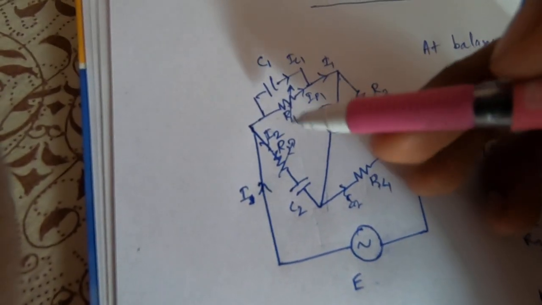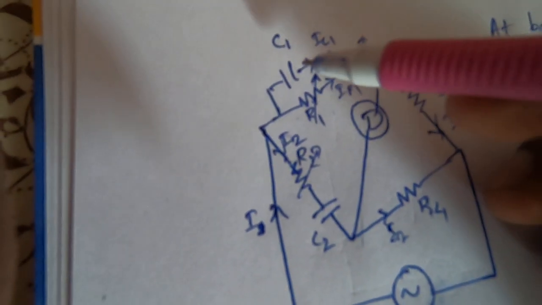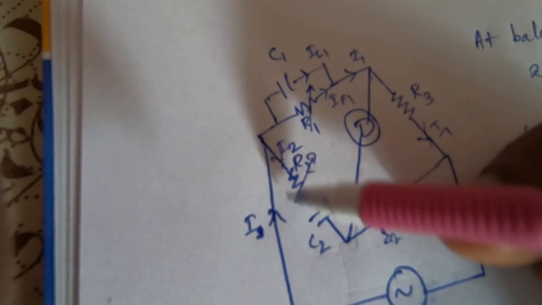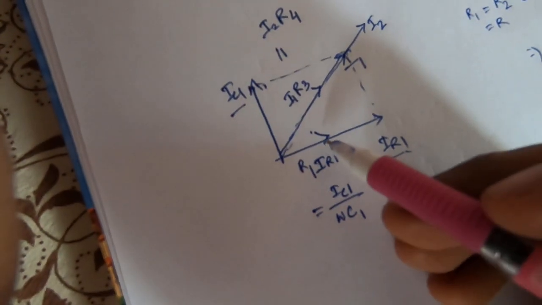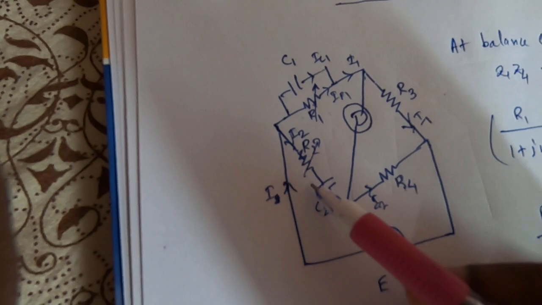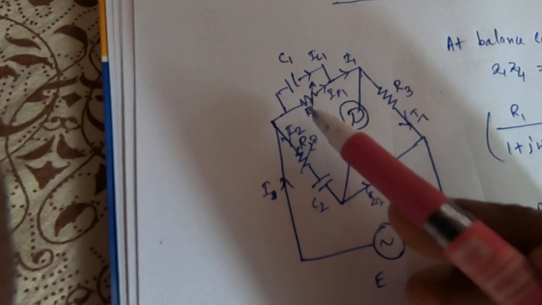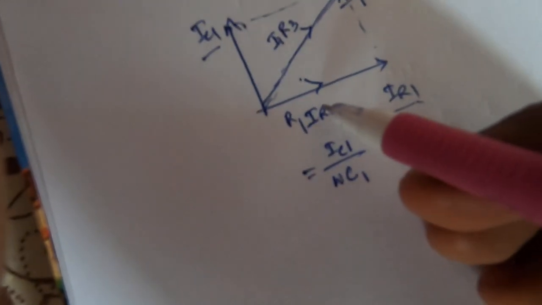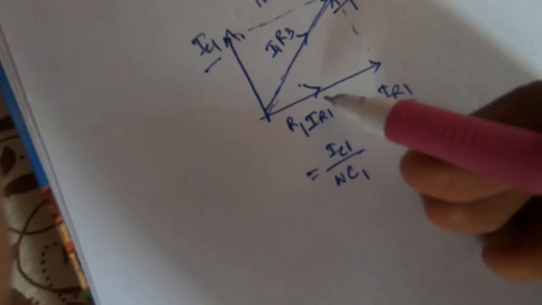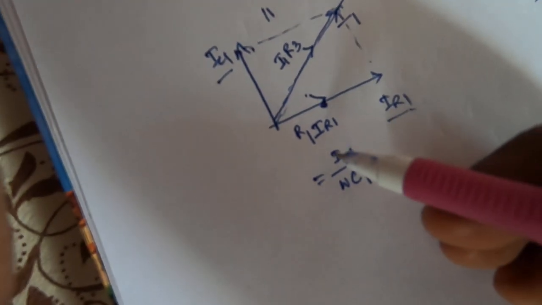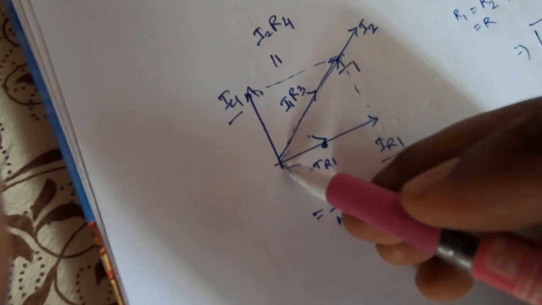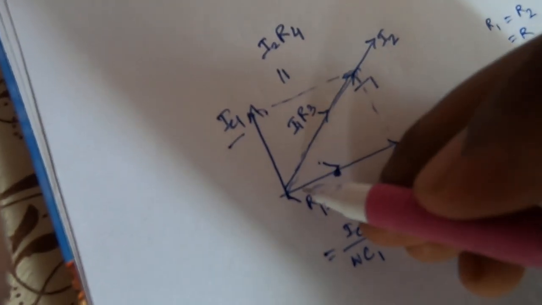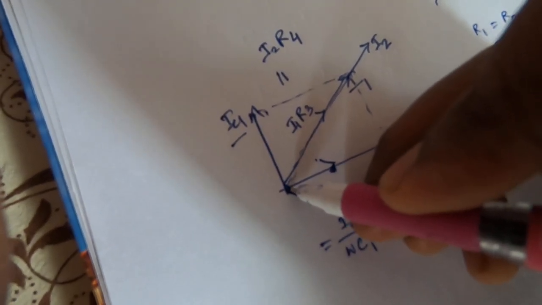Okay. So now this and these branches are done. So now consider another thing, that this drop and this entire drop will be the same. So you have to draw these two drops in such a way that the resultant comes at the same point as this and this, that is at this point. So for that, we have to draw the phasor of IC2.